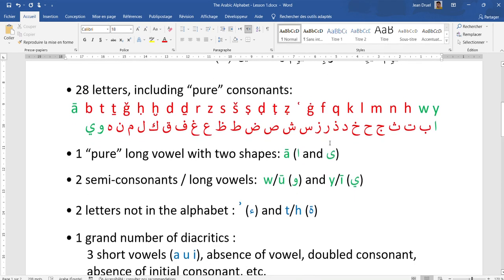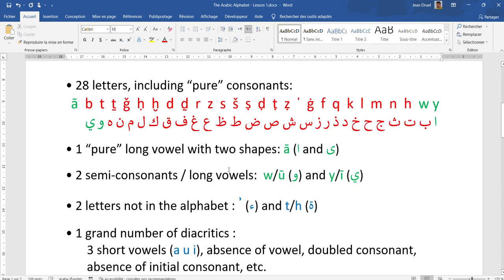So the alphabet is made up of 28 letters, which include 25 pure consonants. So you see here in red, you have the consonants, and in green I've put the long vowels. So the first line is the transliteration in Latin alphabet. The system used here is a European system. It's the one we use at the Institute.